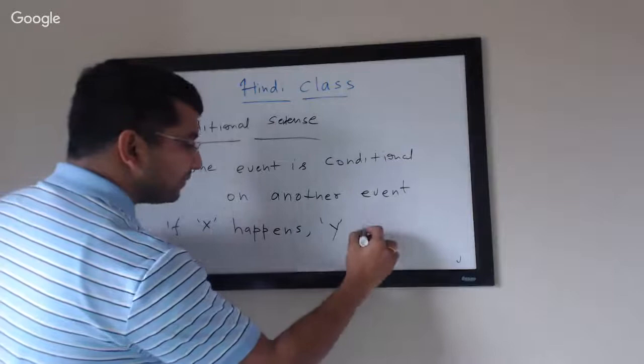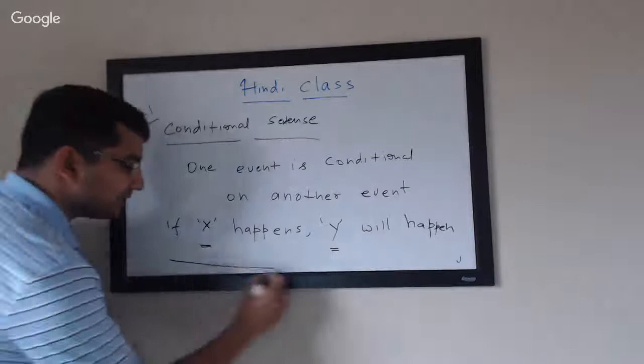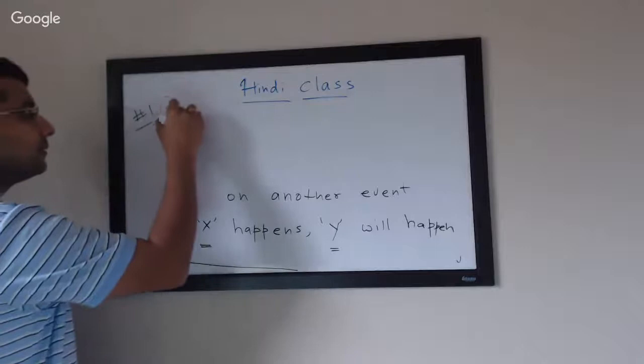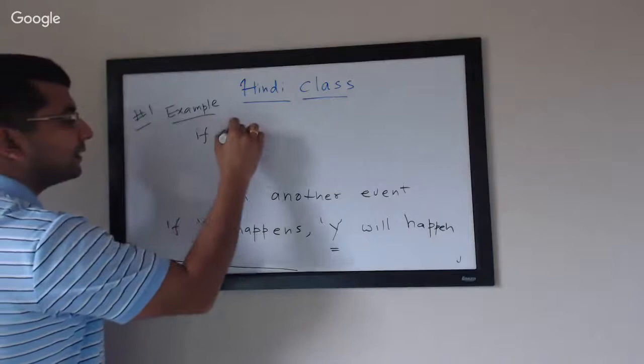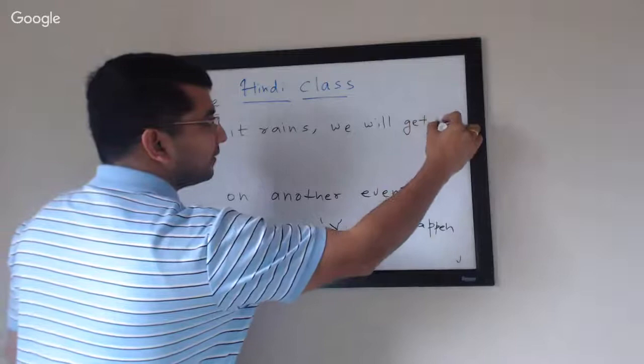Don't worry, I'm not going to teach mathematics here. So X is an event, and Y is also an event. So if this happens, this will happen as well. Okay, and what do I mean by that? We can look at some examples. So examples are: if it rains, we will get wet. Okay, if this event happens, this will become true.